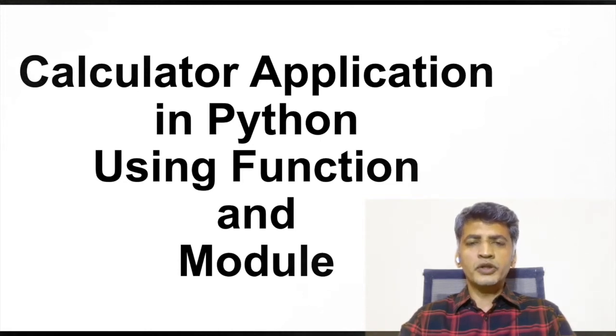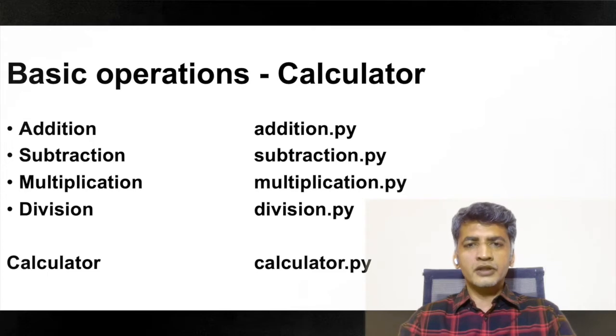For that, I'm going to create 4 different programs, that is 4 different files. One for addition, one for division, one for subtraction, and one for multiplication. And I'm going to create one more program, the main program, that is the calculator program. So these 4 different Python programs are used as modules for the main calculator program. Here the addition operation will be performed by the addition function in the addition program, which is a separate one.